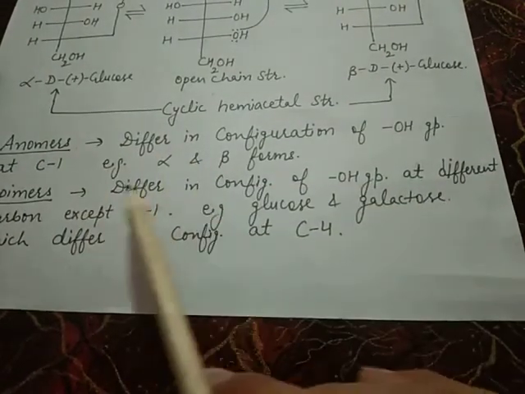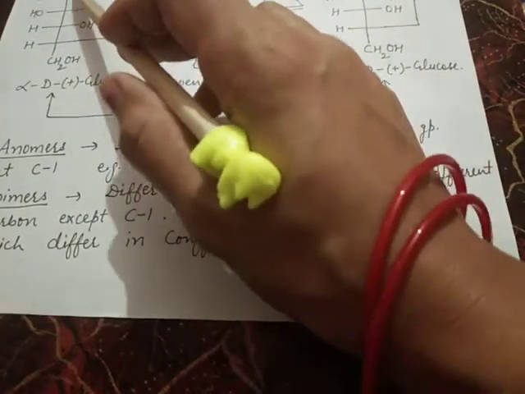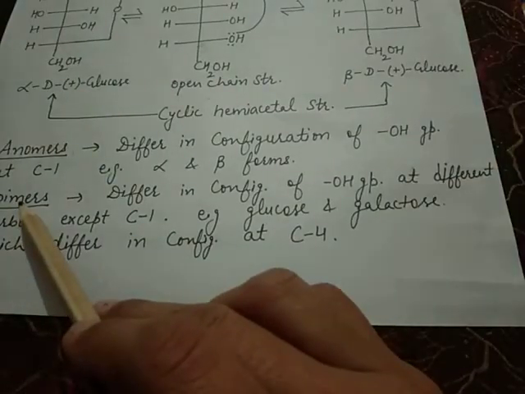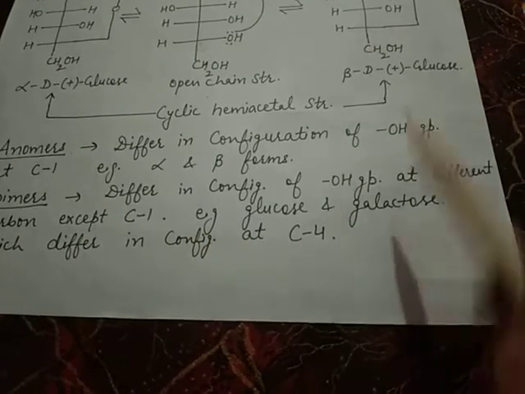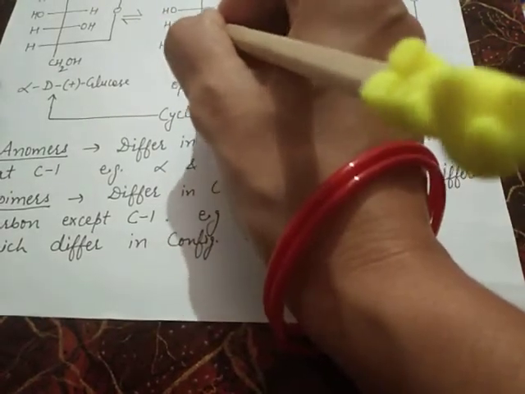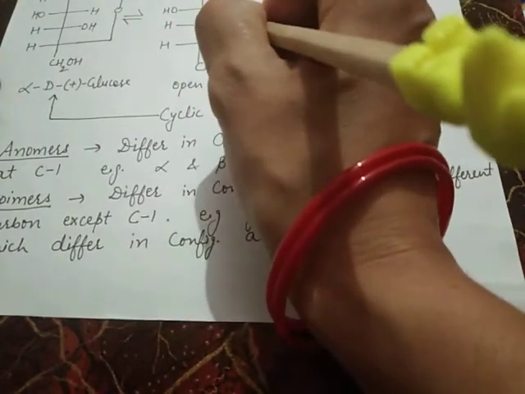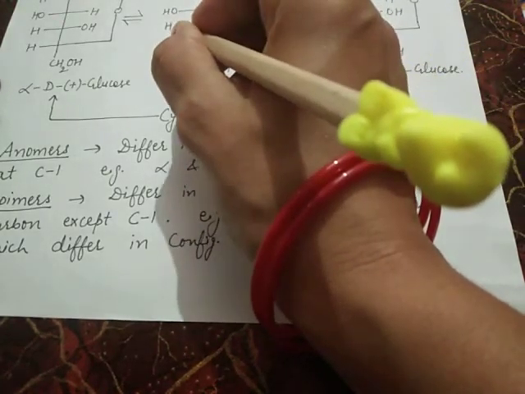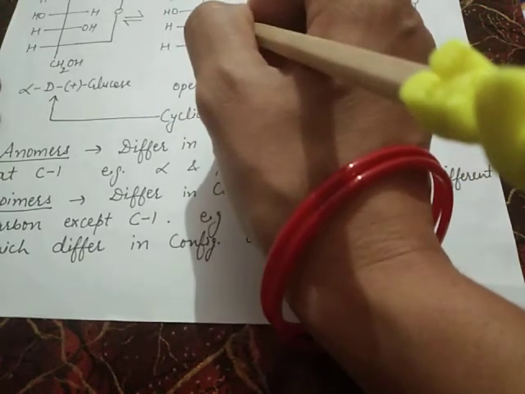Next, except carbon number 1, if the configuration is changed on another carbon atom, then it will form an epimer. Here we take the example of glucose and galactose. In glucose, the fourth carbon has the OH group on the right hand side, but in galactose this OH group is present on the left hand side. So there is a small difference in the structures of glucose and galactose.